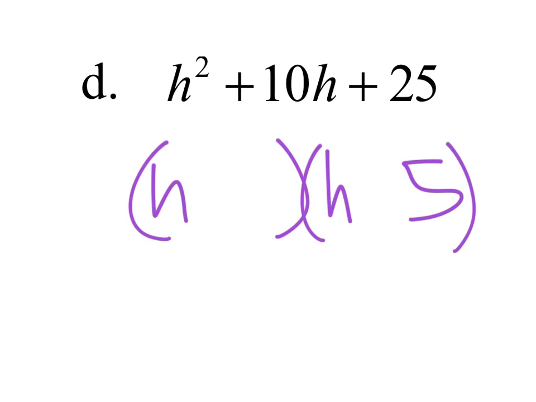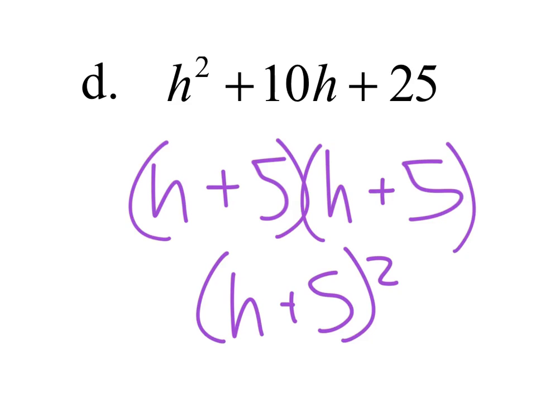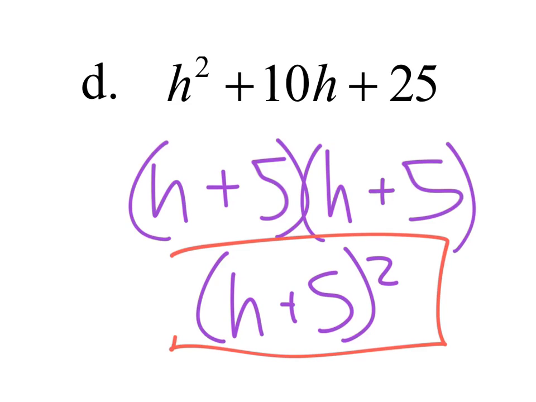5 and 5, right? And because 10 is positive, then that means that this is going to be h plus 5 times h plus 5. And we could simplify this further to h plus 5 squared. Boom. We're done.